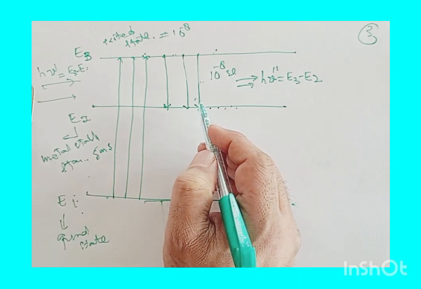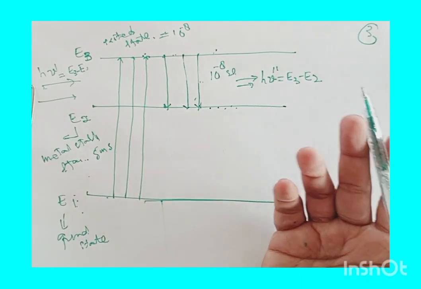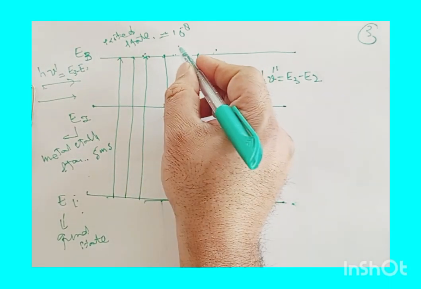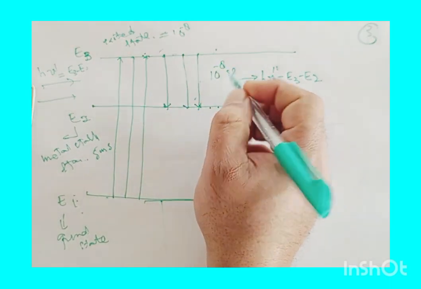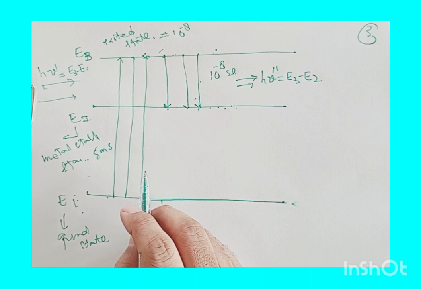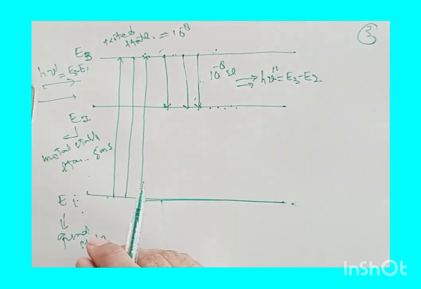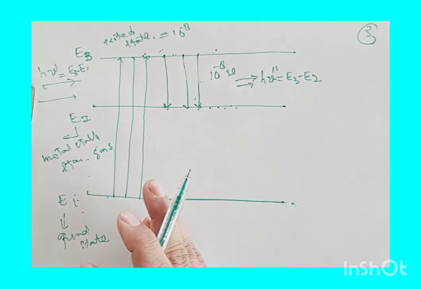And the process of obtaining this population inversion is called optical pumping. So you are able to do this by optical pumping in this particular case that we are talking about as an example.